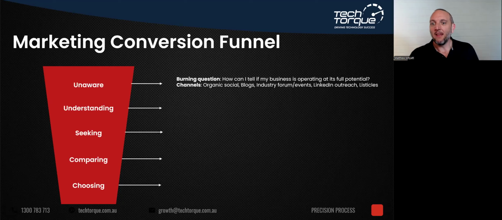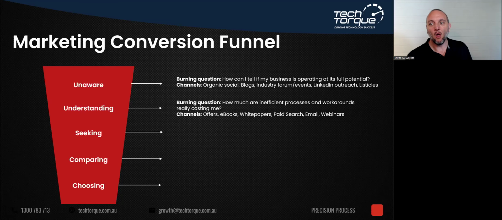It's a list article. So find out your burning question. Sit around with your team and go, okay, if people are unaware that we exist and products like ours exist, what is the burning question for them? Then once they move to understanding, the burning question at that level is, how much are inefficient processes and workarounds really costing me? So how do we show that? We show that through ebooks and white papers and obviously paid search.